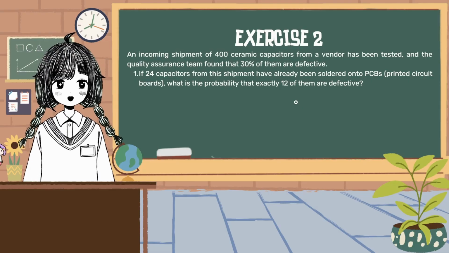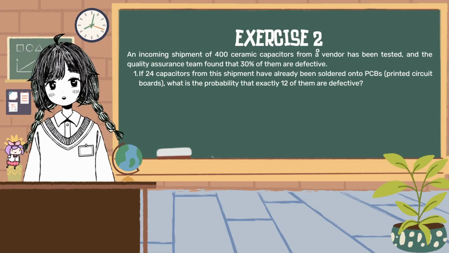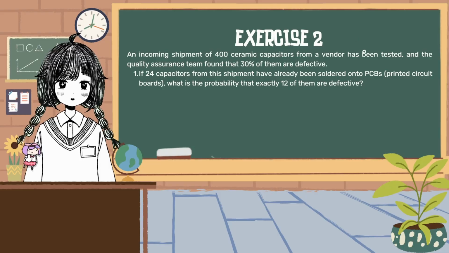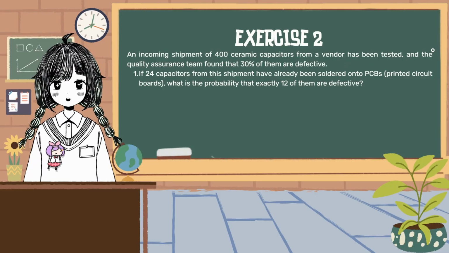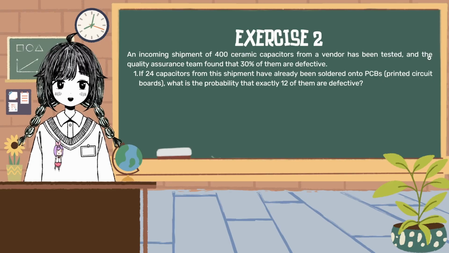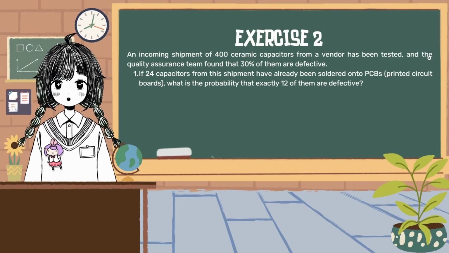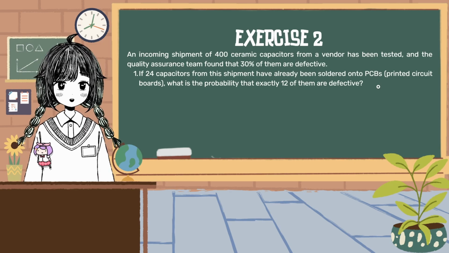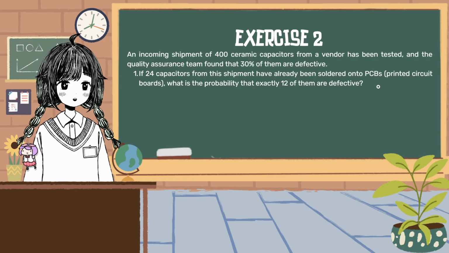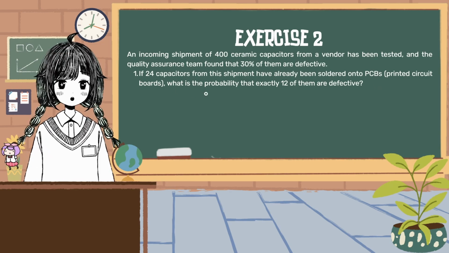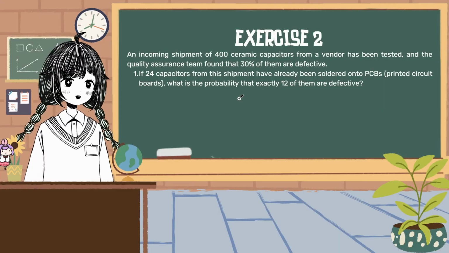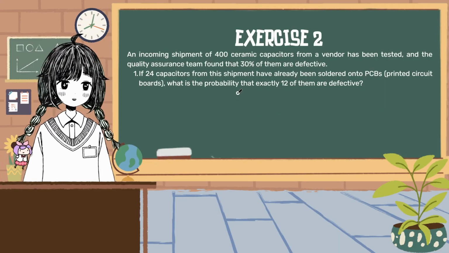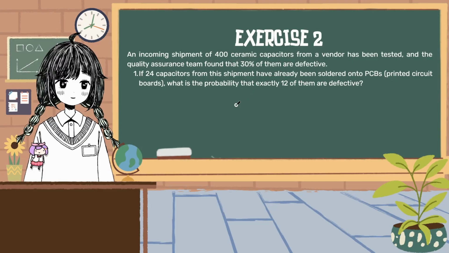Now let's see another example. An incoming shipment of 400 ceramic capacitors from a vendor has been tested, and the quality assurance team found that 30% of them are defective. 1. If 24 capacitors from this shipment have already been soldered onto PCBs, what is the probability that exactly 12 of them are defective? So, we do the same as the previous exercise by extracting the information given.